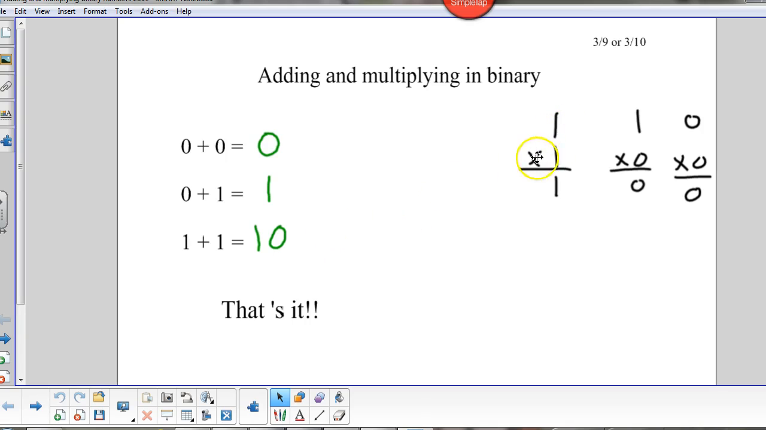For multiplying, 1 times 1 is 1. 1 times 0 is 0, and 0 times 0 is 0. And that's it. So the computer actually has it easy as far as learning its facts. There aren't very many, right? It answers either 0 or 1, and sometimes you would have to carry that 1 over to the next column.